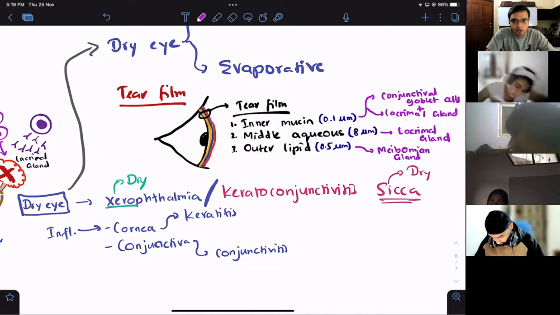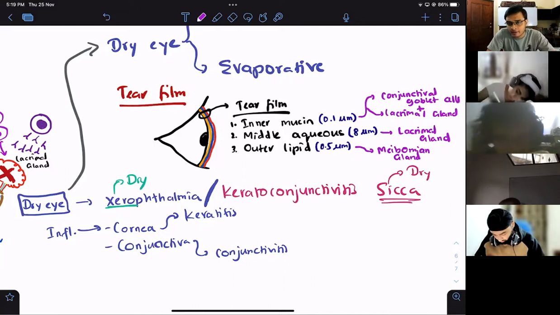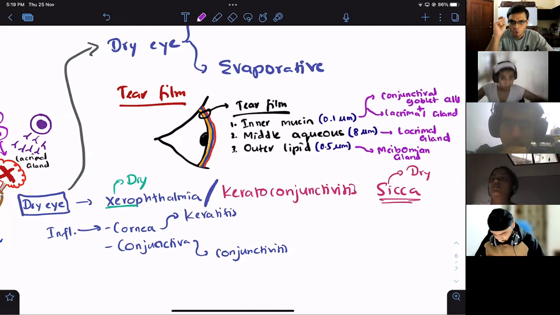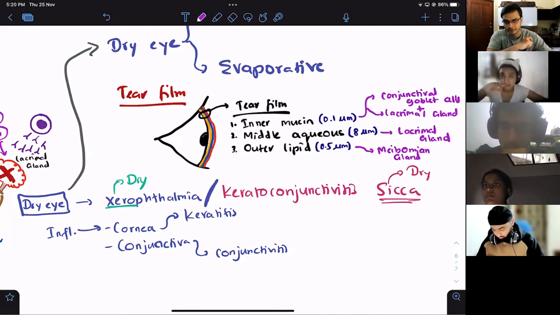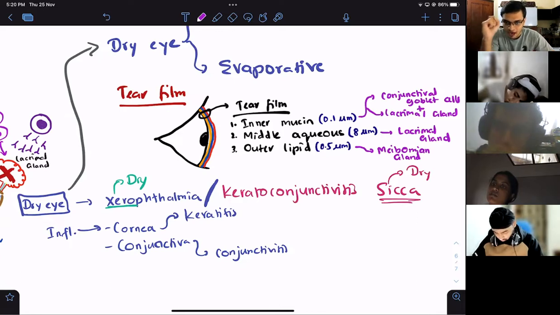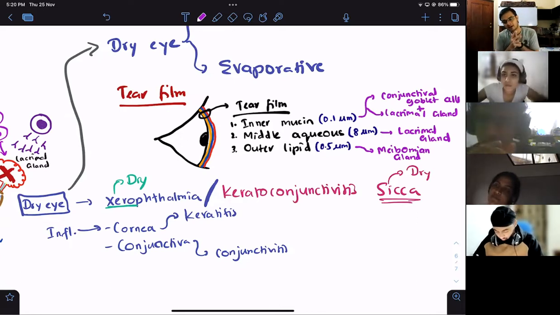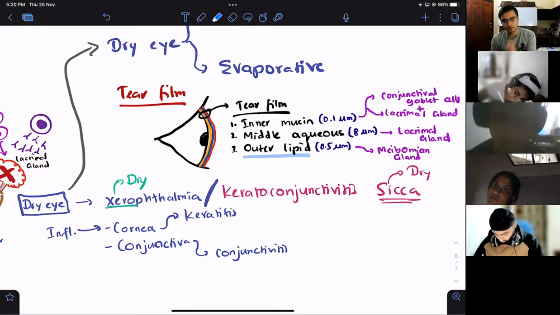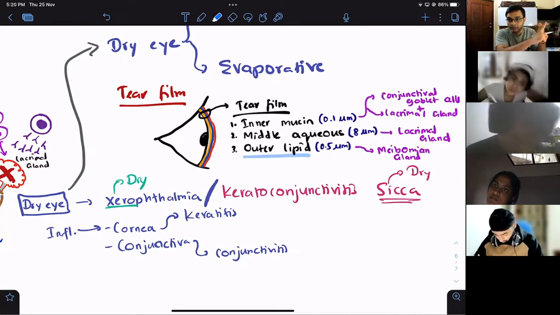Now by understanding this, tell me, guys: if a patient has an evaporative type of dry eye, which of these 3 layers is mostly affected? The outermost layer or the inner layers? The outermost, the outer lipid layer. Why? It has many functions, including reduction of surface tension, but another very important function is to prevent evaporation of the other 2 layers, the inner mucin and the middle aqueous layers.